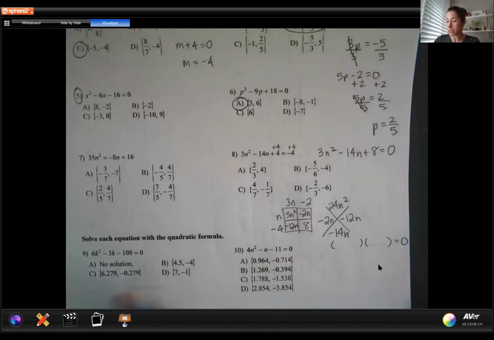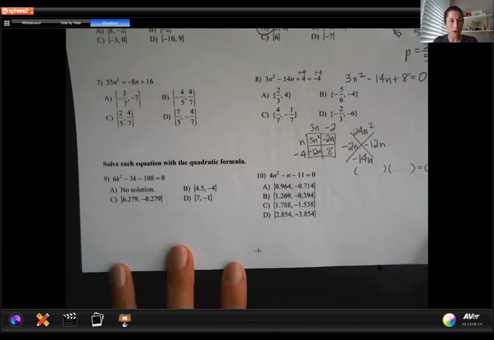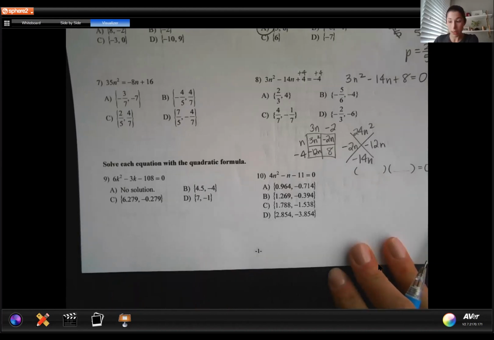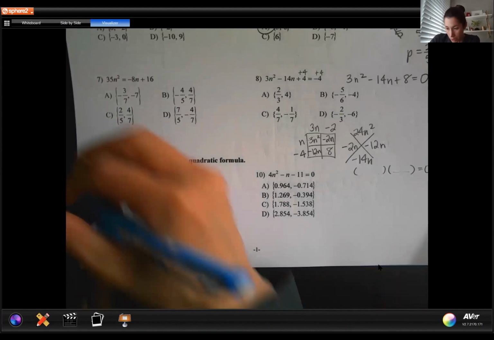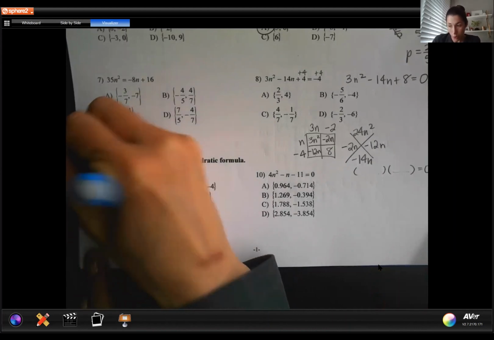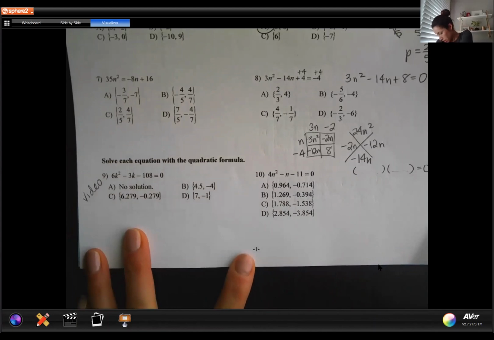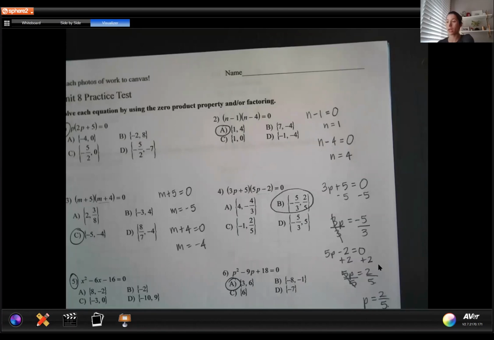And then our next one, so we have 9, quadratic formula. So it looks like I did this one in the video. So I'm not going to go over question 9. Let's do question 10 though, for sure. So, sorry, let me grab a piece of paper just because I'm running out of space.